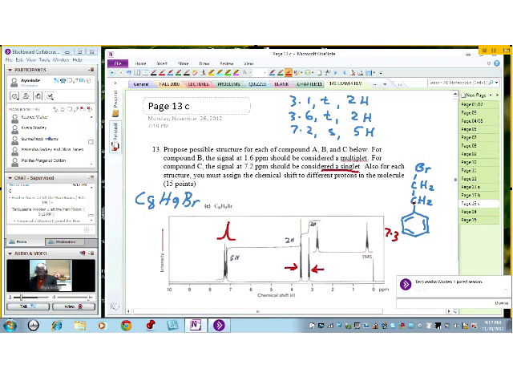And this one here, this will be the 3.6, and this will be the 3.1.